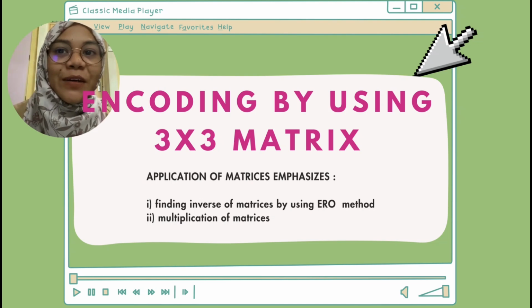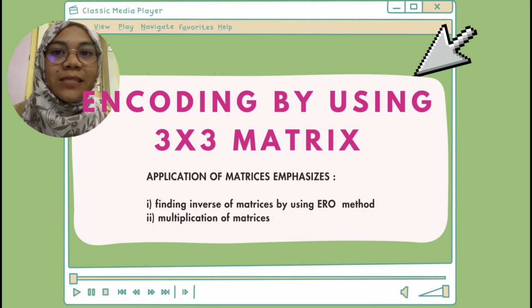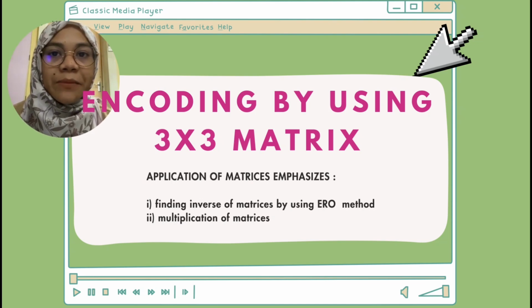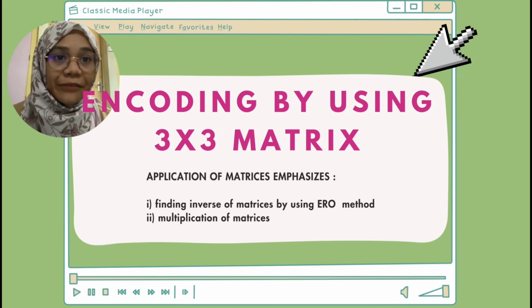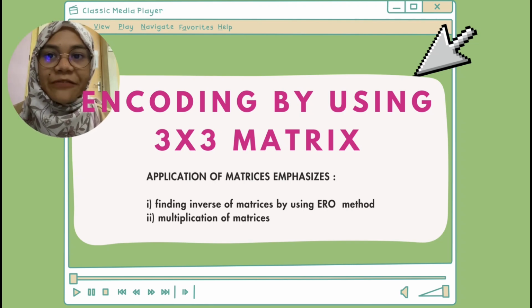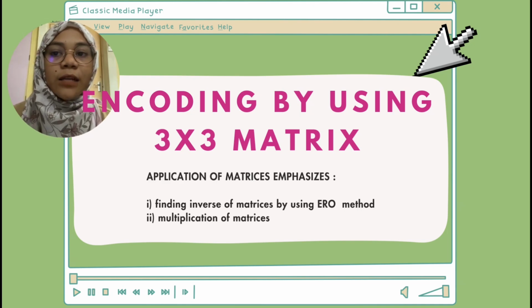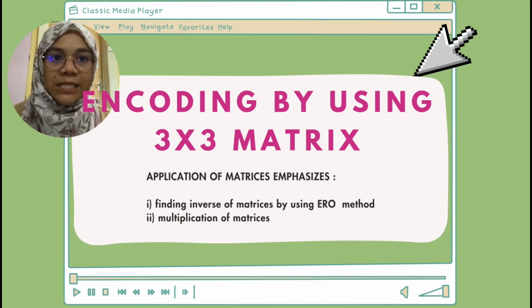Today, we are going to learn about encoding a message using a 3 by 3 matrix. This involves the application of matrices where we focus on two key operations. The first one is finding the inverse of matrices using the elementary row operations, ERO, method, and the second is multiplication of matrices. This method provides a secure way to encode and decode messages.